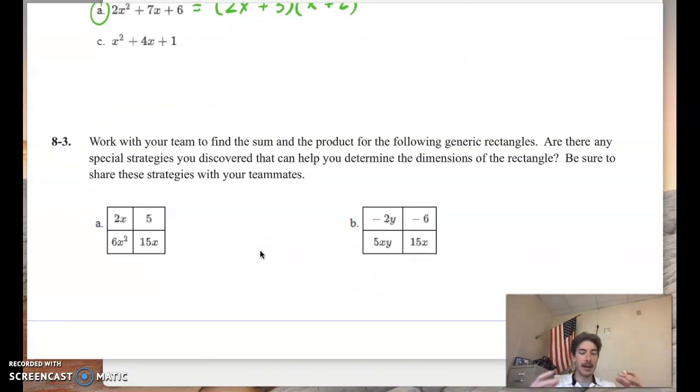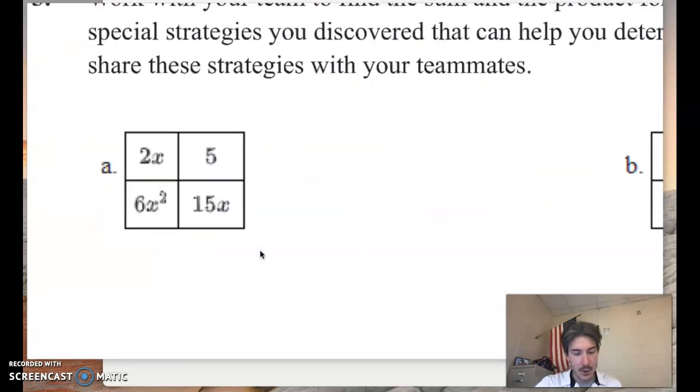We've got a generic rectangle in 8-3 that's already kind of filled in, and our job is to find some dimensions. It says here, work with your team. We can't do that, we're on a video, to find the sum and the product for each of the following generic rectangles. Are there any special strategies? Well, let me show you how we might do this.